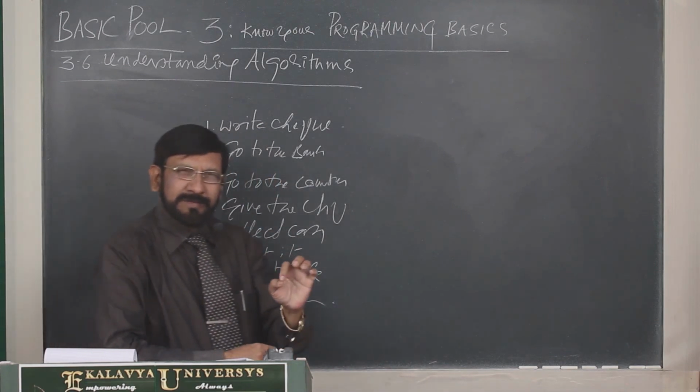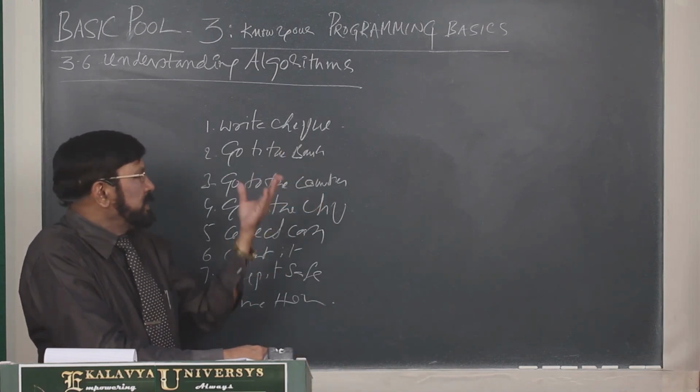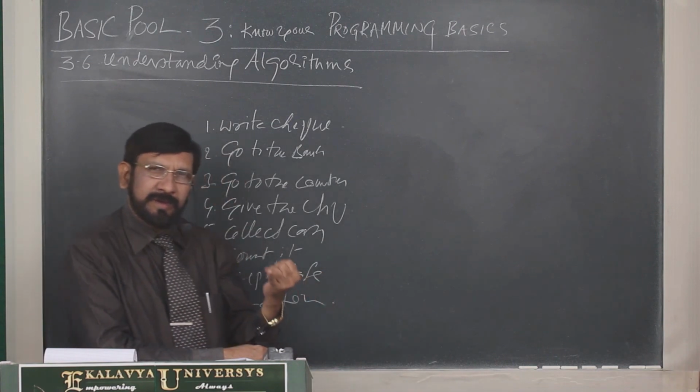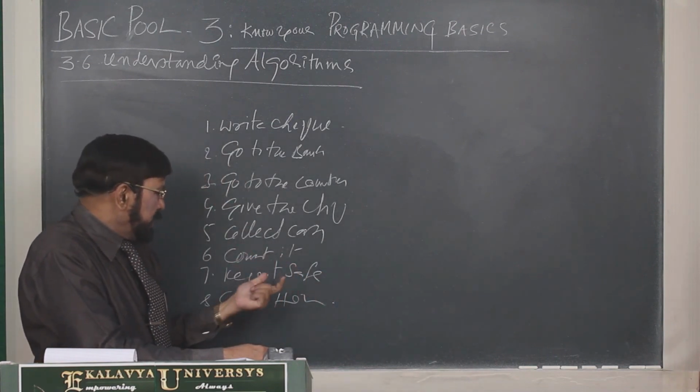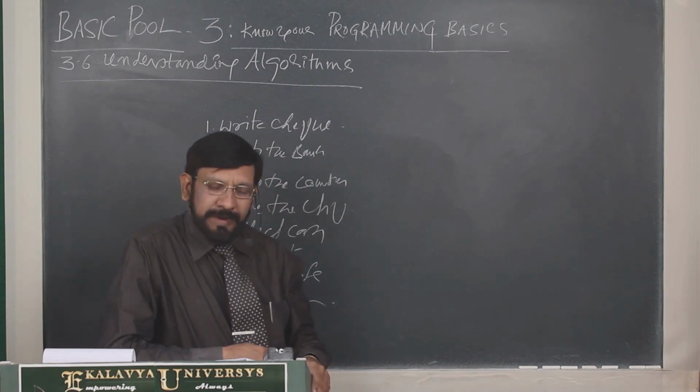This is a simple thing, withdrawing cash from the bank. Then you are implementing: write the check, go to the bank, go to the counter, give the check, collect cash, count it, keep it safe, come home. These are the 8 steps you are implementing.